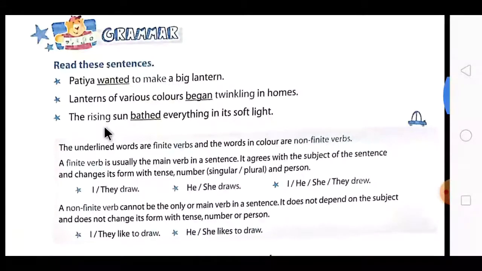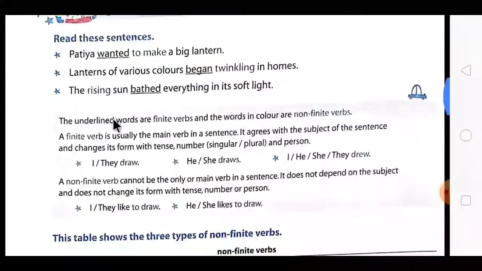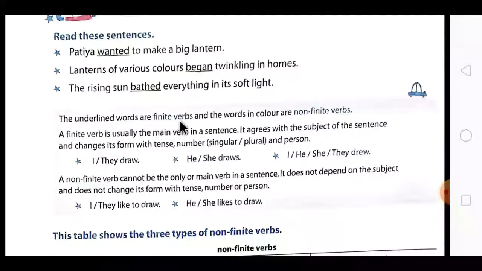Now let's begin with the definition. Then you will come to know why this is done. The underlined words are finite verbs, and the words in color are non-finite verbs. Now you understood the difference between these both, students? The underlined words are called finite verbs, and the highlighted verbs are non-finite verbs. In this, what do you mean by a finite verb, students?